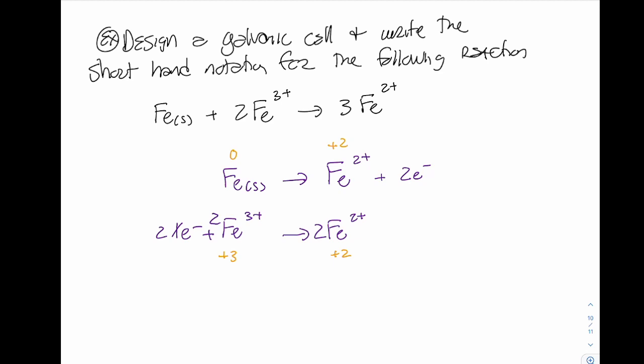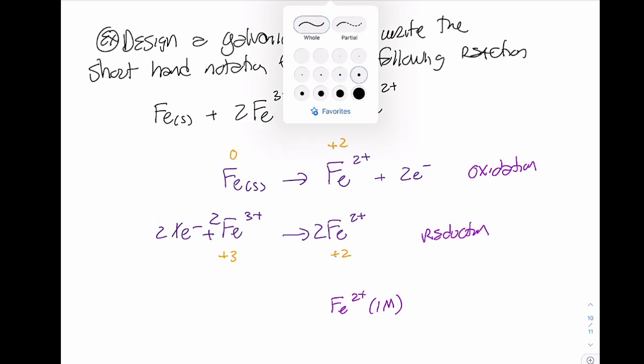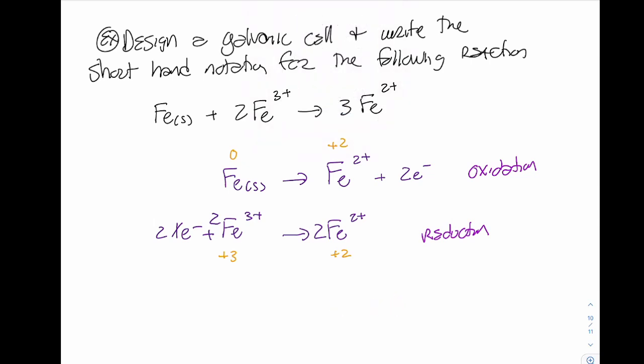So my 2 half reactions, this is my oxidation, and this is my reduction. And when we write our shorthand notation, we don't necessarily need to show that there's 2 of these. We can just show that it's iron 3 plus, and the same here. Sometimes it's included. Sometimes you'll actually see concentrations included, like iron 2 plus, and then sometimes in parentheses they'll put 1 molar. If you see concentrations in there, that is somewhat common, not necessarily required, but you will see that sometimes.